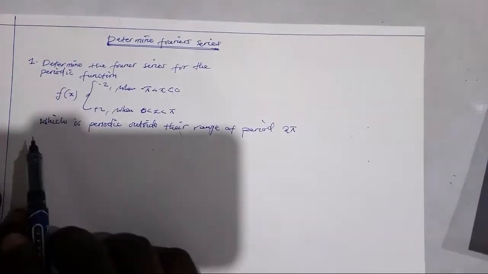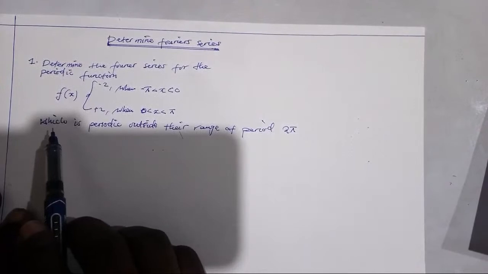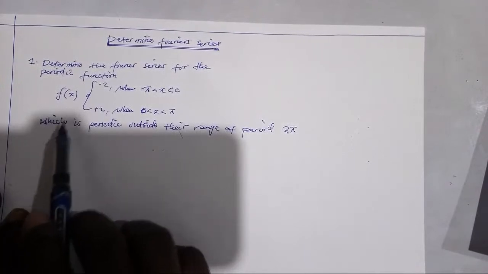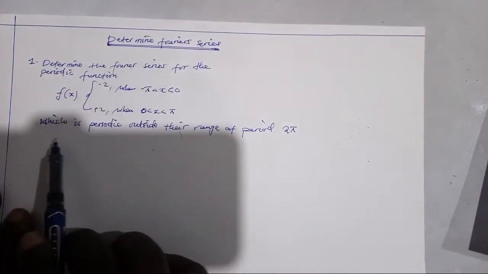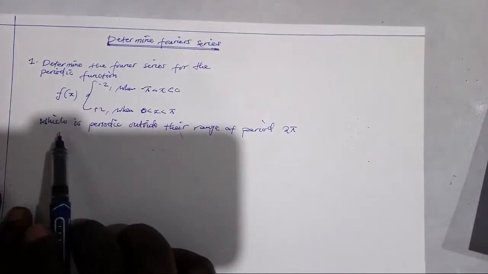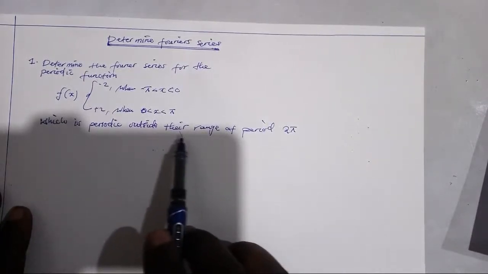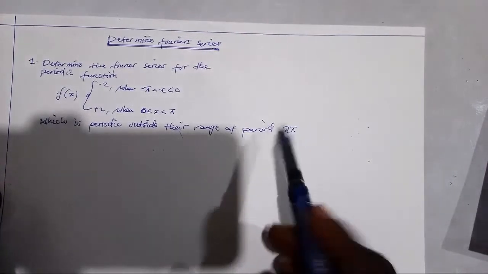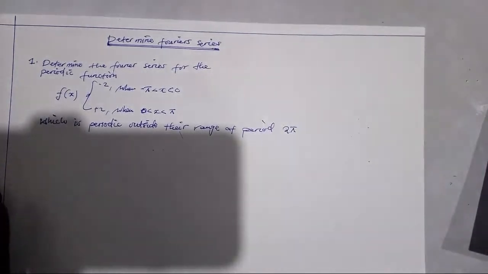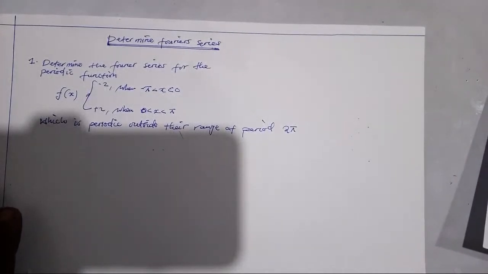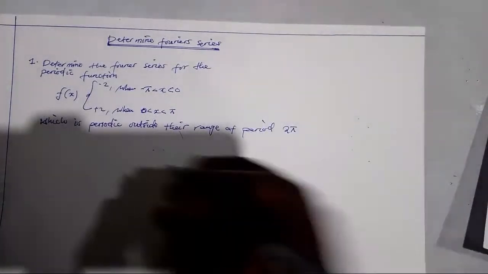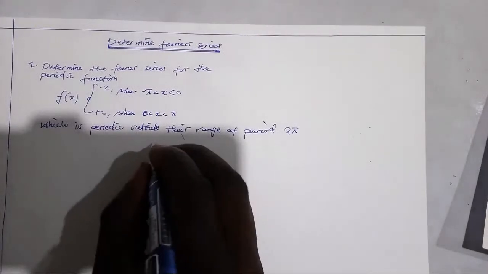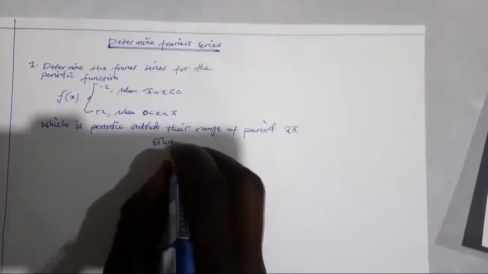And we are given another condition, which is that the function is periodic outside this range, with a period of 2 pi. So this range should be repeated outside 2 pi. How do we go about this question? So let's get started. For the solution.